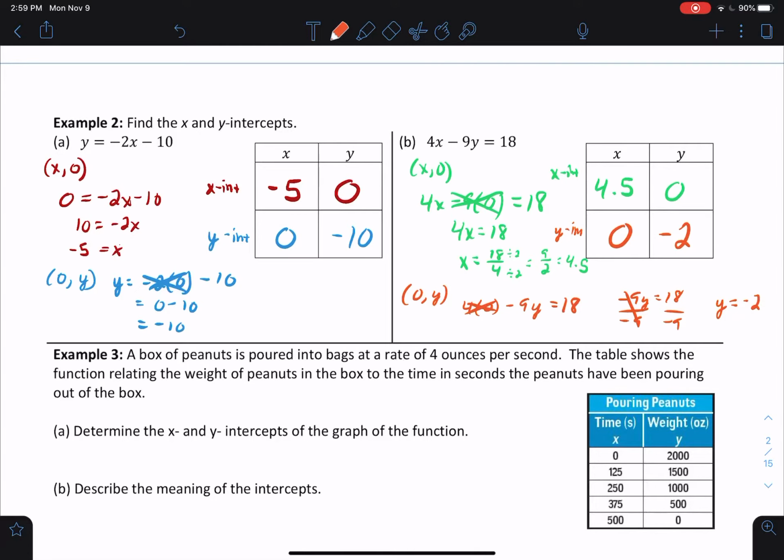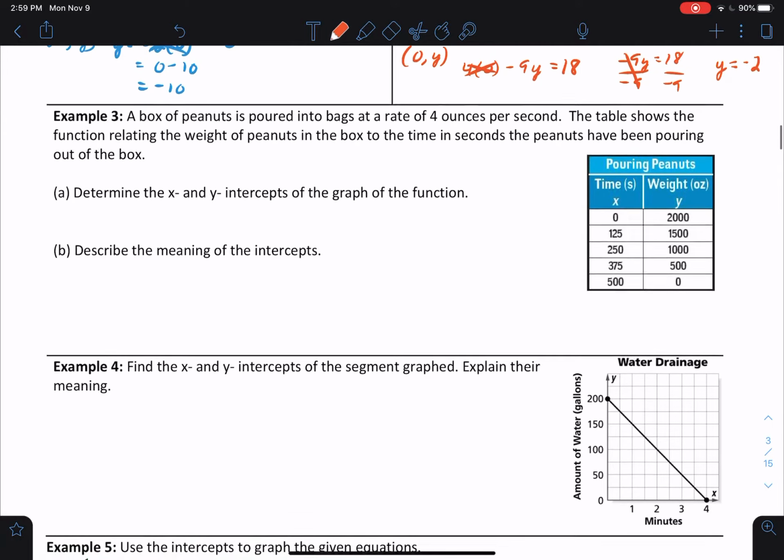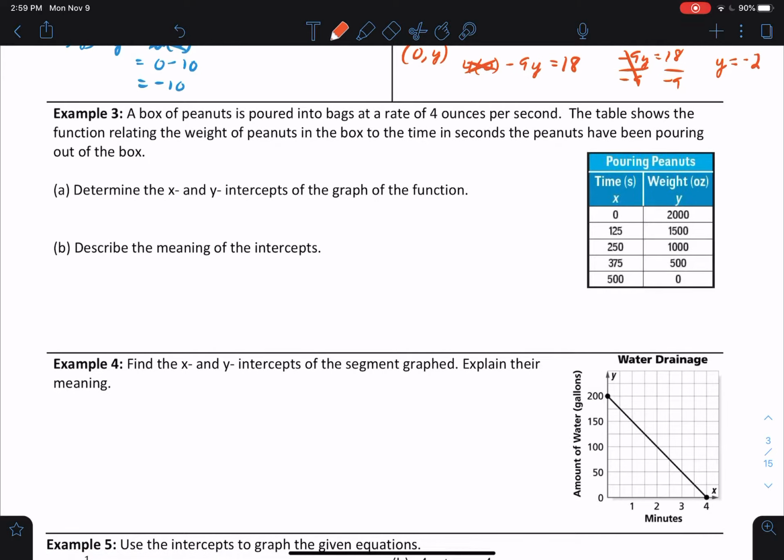So we can also use intercepts to talk about word problems. So in the example 3, we've got a box of peanuts that we're pouring into bags at a constant rate of 4 ounces per second. The table shows this function relating the weight of peanuts in the box to the time in seconds that we've been pouring them out of the box. Okay? Determine the x and y intercepts based on this table.